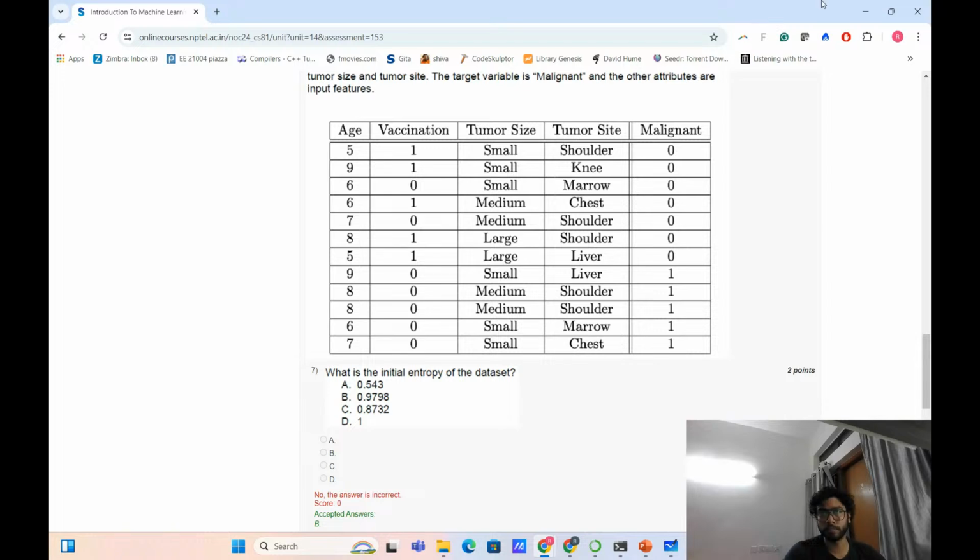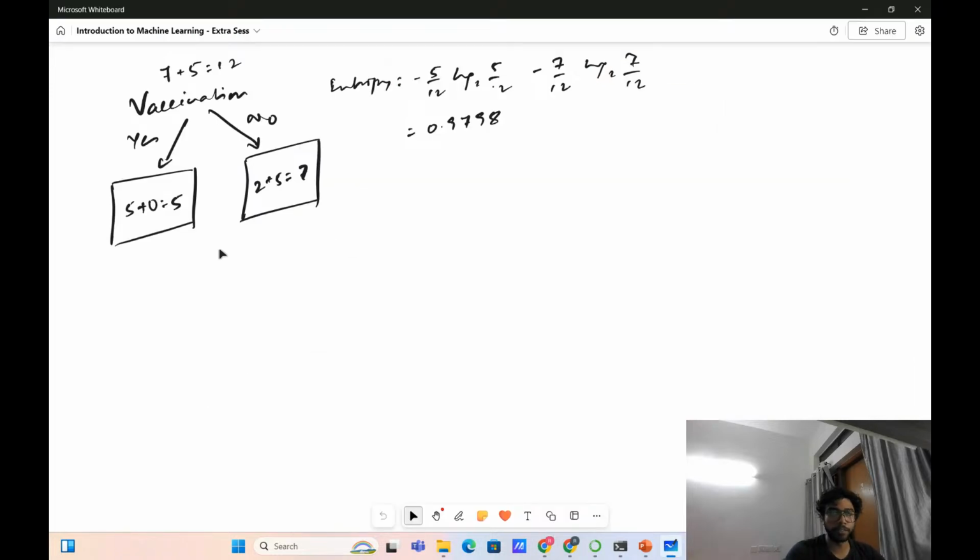Okay. So what I'm trying to say is that if vaccination is yes, then you have five cases which do not have malignant tumor, and zero cases which have malignant tumor. And if vaccination is no, you have two cases with no malignant tumor and five cases with malignant tumor, right?